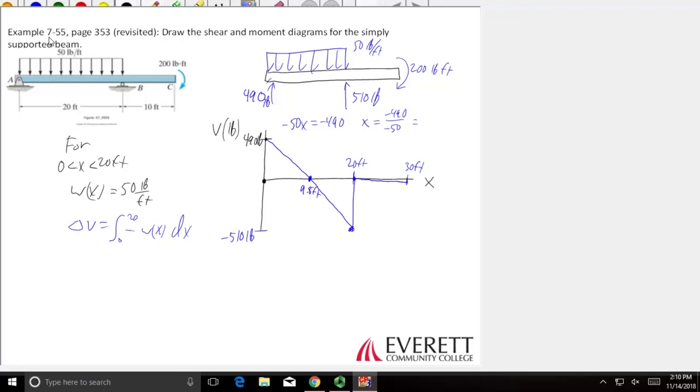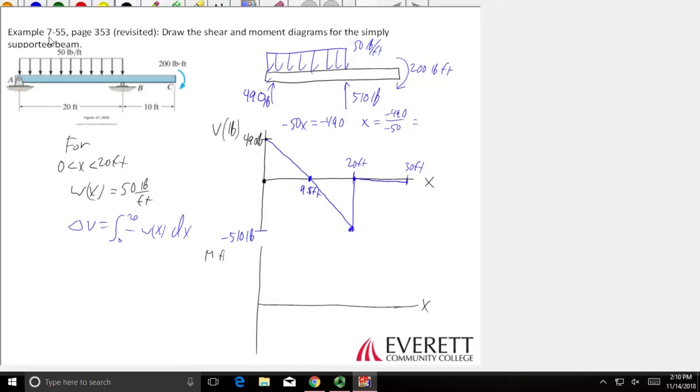And I just want to stress, notice I'm putting 9.8. I'm not putting 10 and making you guess that it's right a little bit before 10. I don't want ranges, I want exact numbers to show that you know what the math is. Okay, so there's my shear plot. That was easier, right? Now we're going to do moment.